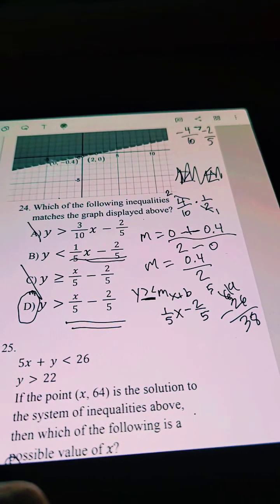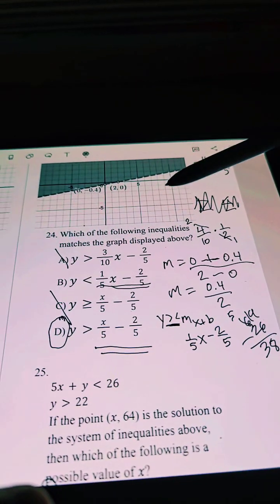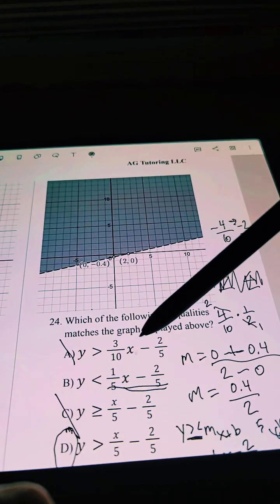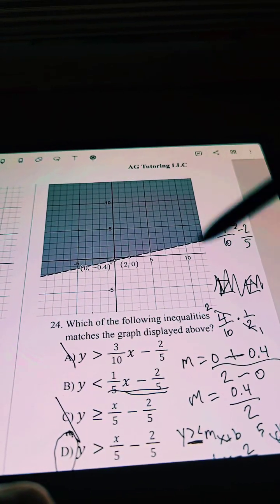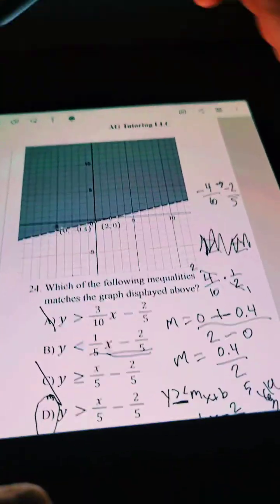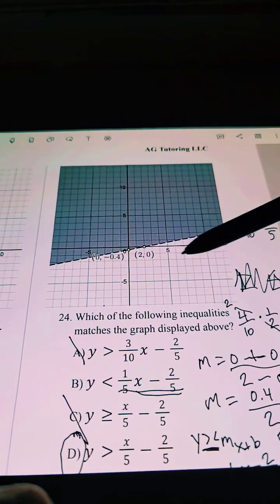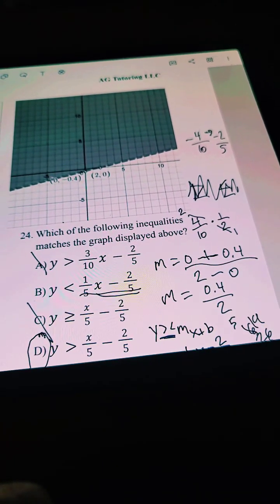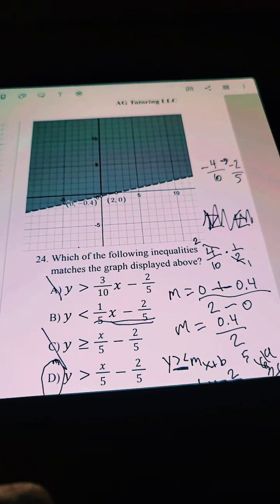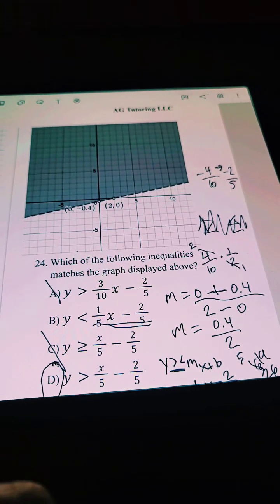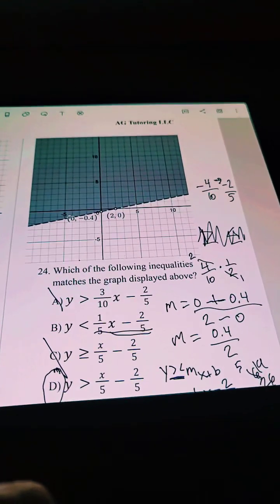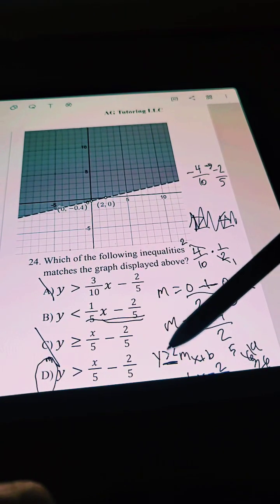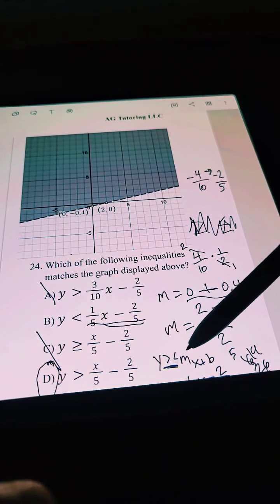So you said, can you explain number 24 again? Yeah, so basically with number 24, it's just finding the inequality that matches the graph. All you have to do is, it's the same thing as when you learned y equals mx plus b, except instead of an equal sign, it's just greater than or less than. So you follow the same steps that you would to graph y equals mx plus b. It's just that you have to be careful it's not an equal sign anymore.